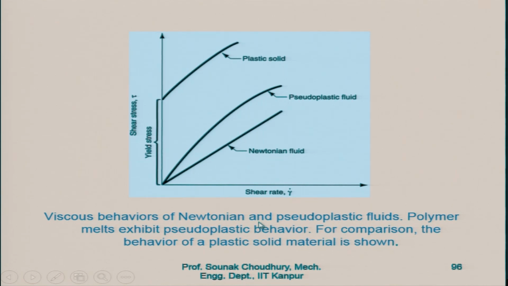Viscous behaviors of Newtonian and pseudoplastic fluids. Polymer melts exhibit pseudoplastic behavior. This is the Newtonian fluid, this is the non-Newtonian fluid, and this is the plastic solid. For comparison, the behavior of the plastic material is given. This is the pseudoplastic fluid, which is non-Newtonian, because the Newtonian fluid will behave this way, and this is the yield stress, in terms of shear stress tau and shear rate.